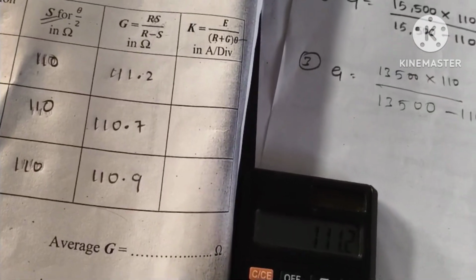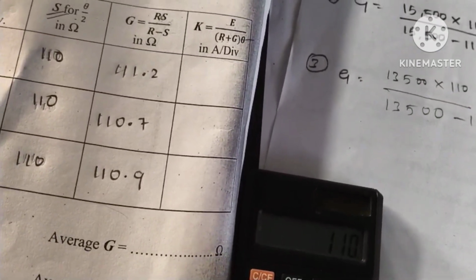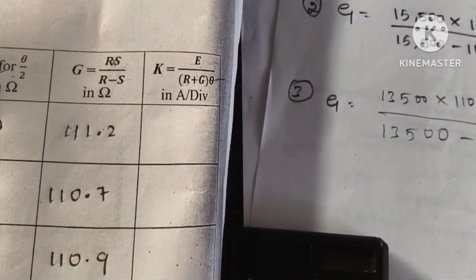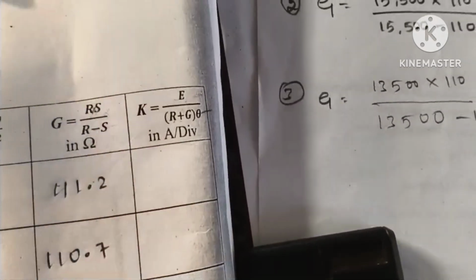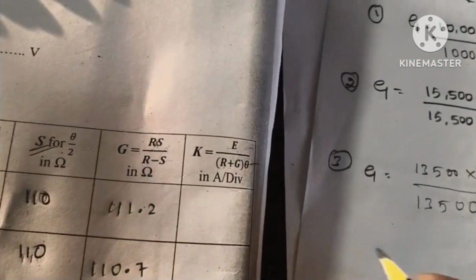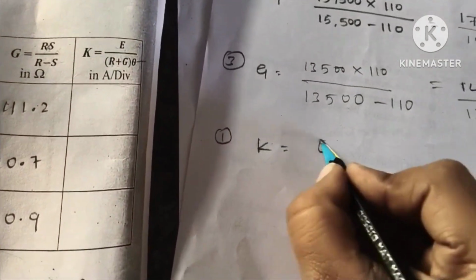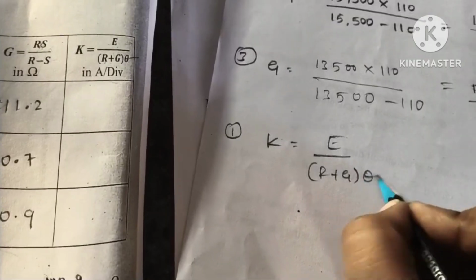The mean value of that one: 111.2, 110.7, 110.9 divided by 3. That value is 110.9 ohm. And first one, K is equal to E divided by R plus G into theta.